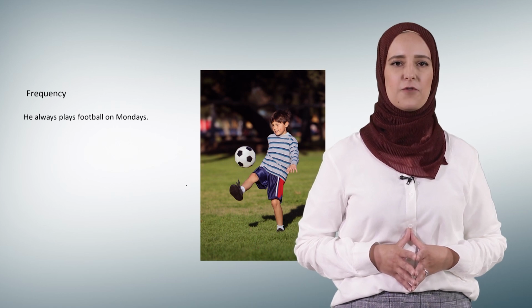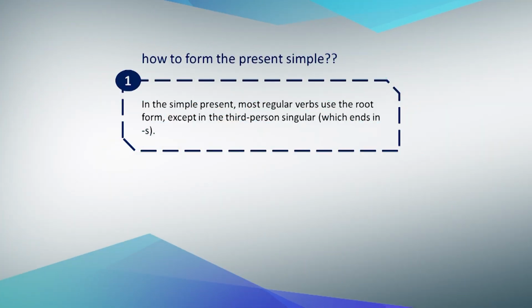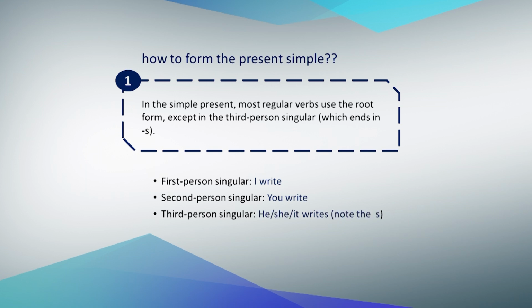Now, how do we form the present simple tense? In the simple present tense, most regular verbs use a root form except in the third person singular, which ends in s. First person singular, we say, I write. The second person singular, you say, you write. Third person singular, you say, he, she, it writes, with the s.